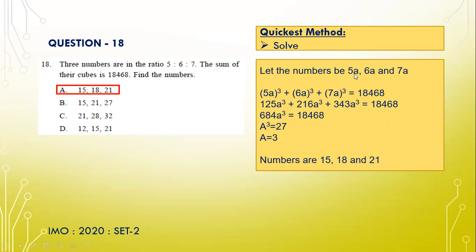a is 3. So what are the numbers? 5 3s are 15, 6 3s are 18, 7 3s are 21. 15, 18 and 21 are the numbers.